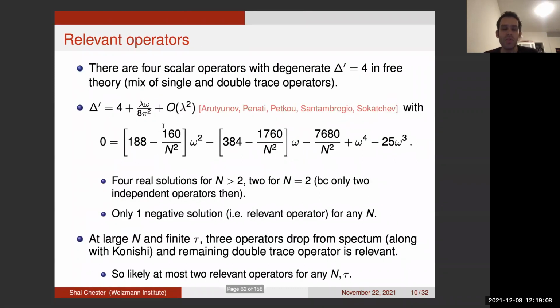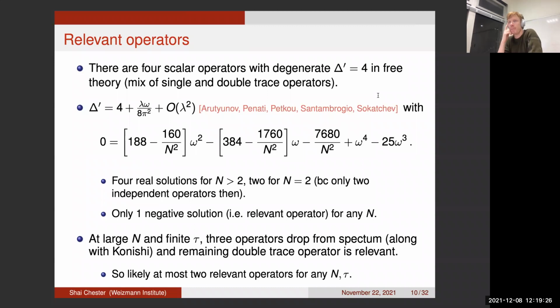Okay, so that concludes the review of the weak coupling results, which we're going to use. So any questions about those before I move on? Maybe you say large n and finite tau, but yeah. Should it be large n and finite lambda?